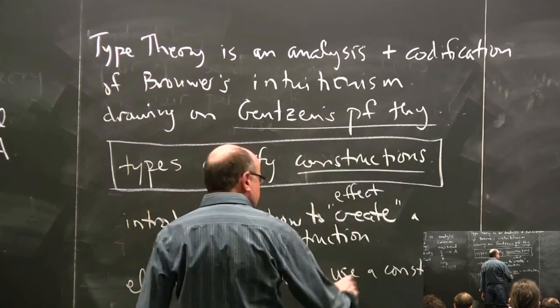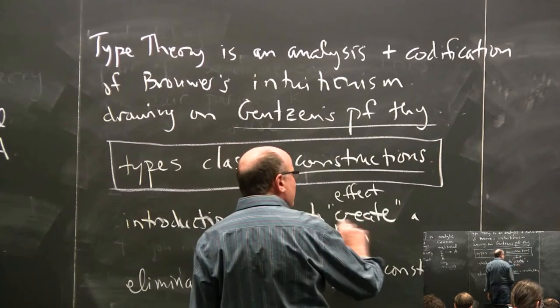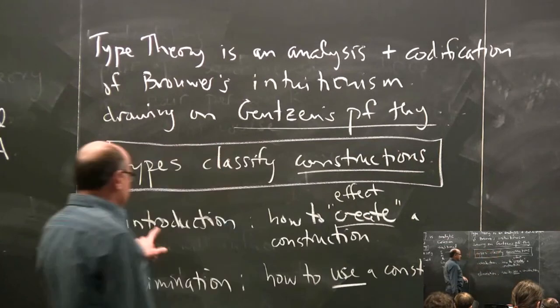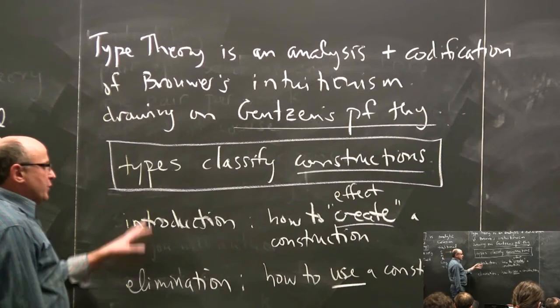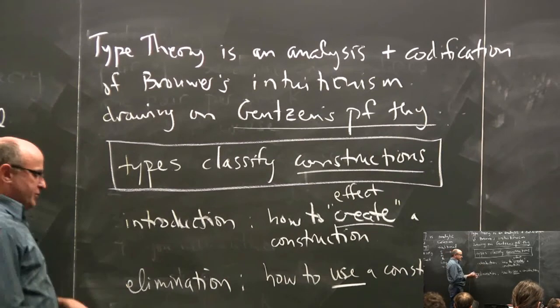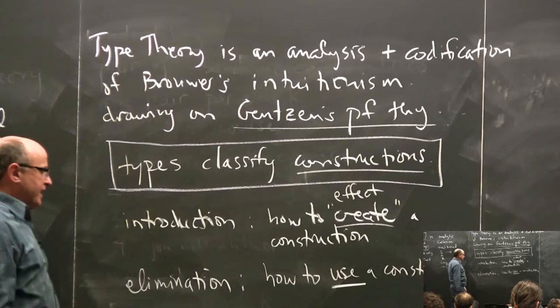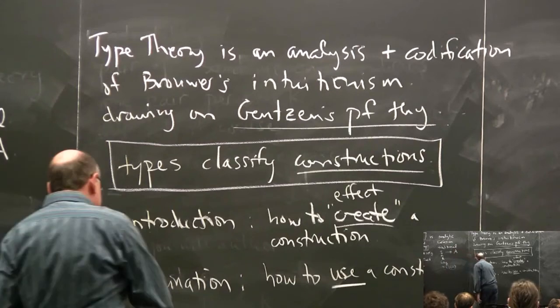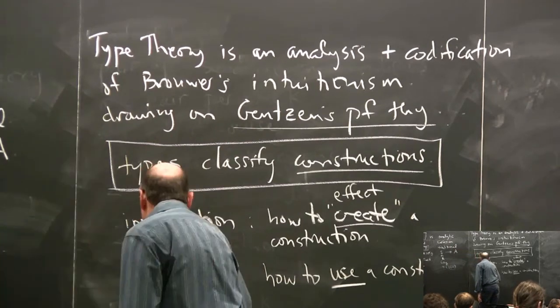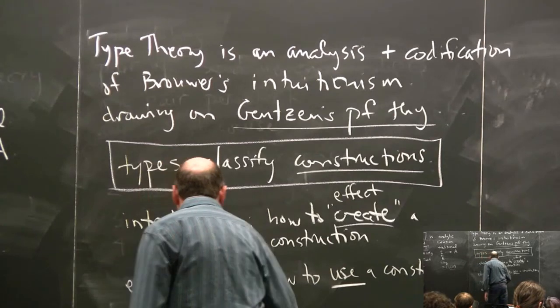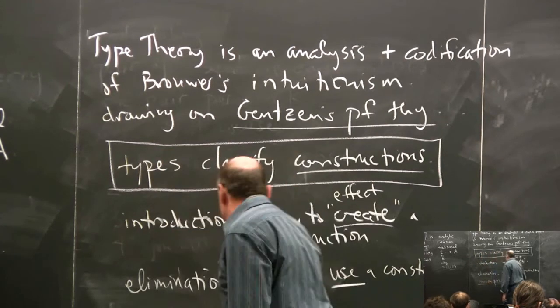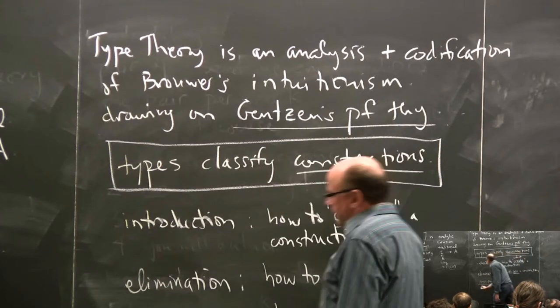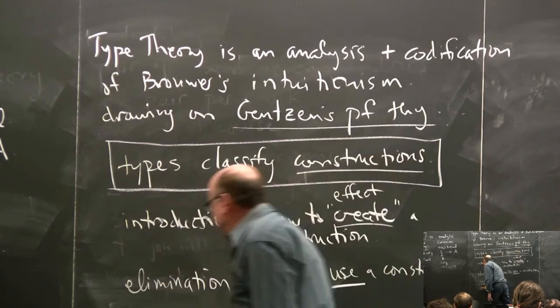So how to use one, and how to create one, to introduce one, is the terminology. And eliminate, maybe you don't like the word eliminate, but anyway, that's the tradition: it is the opposite of introduce. You introduce it and then you eliminate it, you take it back apart. And these are linked by what is called the inversion principle, which I'm going to show in more detail, and which I also like to call the principle of conservation of proof.